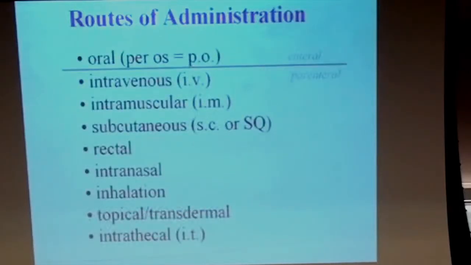Okay, drugs can be administered in different ways. We can give them orally, and you'll find this abbreviation per-os or PO for it. Then we're going through the GI tract. Or we can give drugs by routes that bypass the GI tract. We can give them intravenously, IV, intramuscular, subcutaneously, rectal, through the nose. Drugs can be inhaled or applied on the skin.